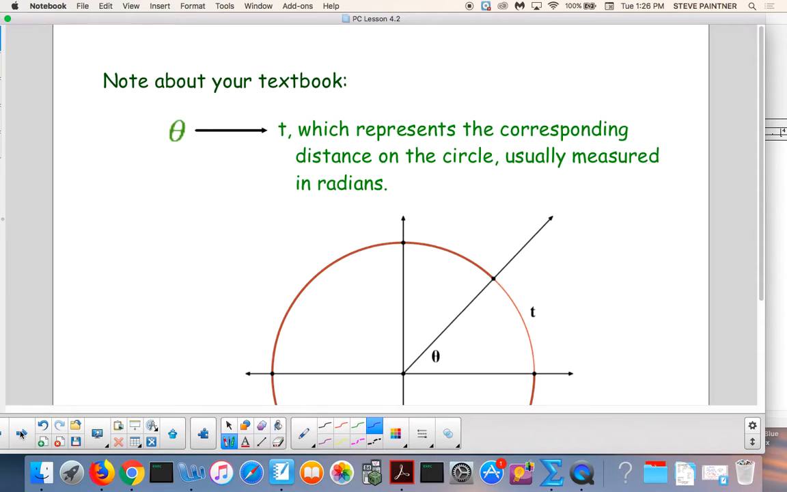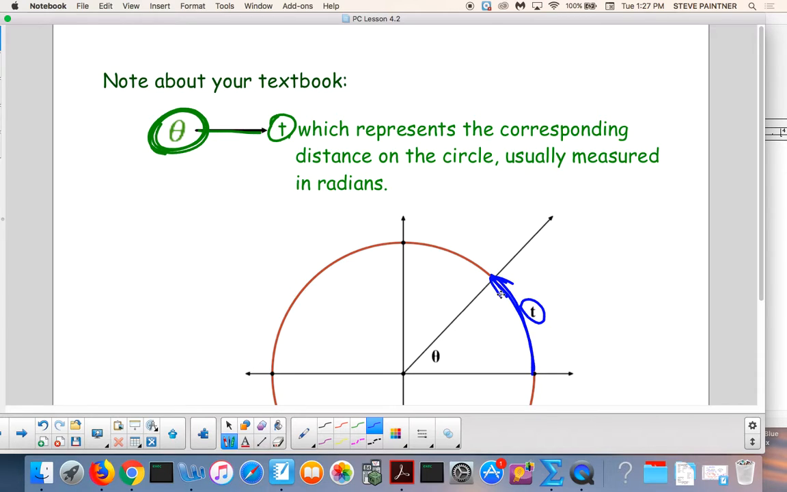Oh, here's a quick note about your book. Your book in 4-2 does this. Instead of saying theta, they replace theta with t. So in lesson 4-2, all of a sudden they start talking about t, which represents the corresponding distance on the circle, usually measured in radians. So what they say is this: this is t right here. It's the distance from here to here. It's arc length.